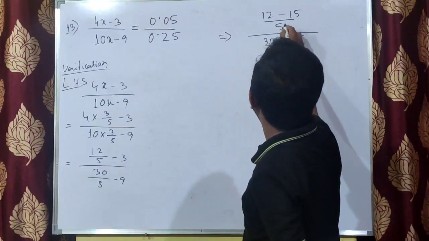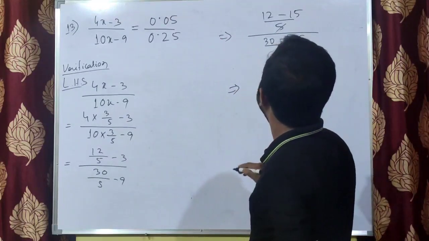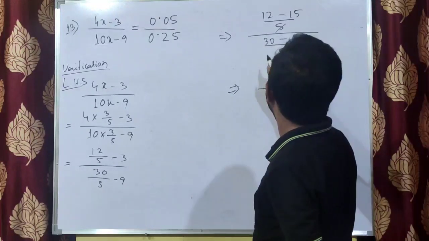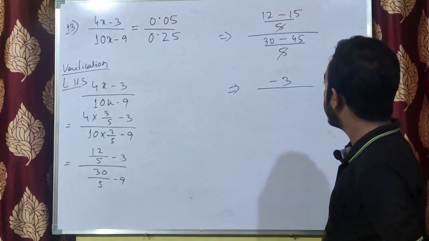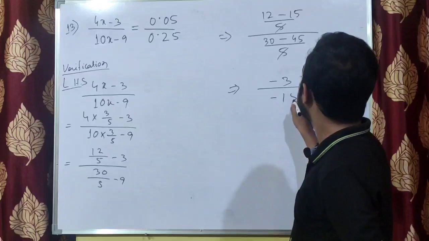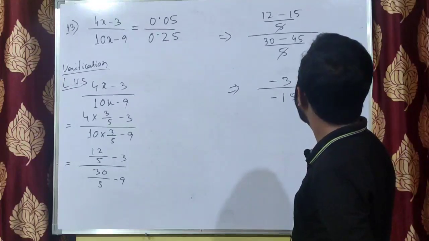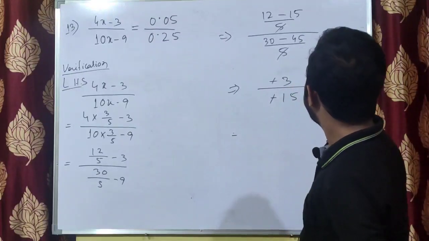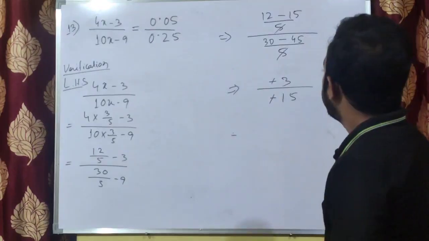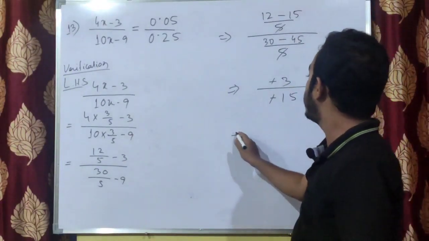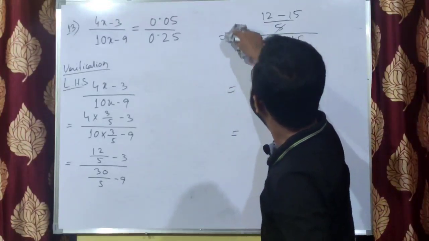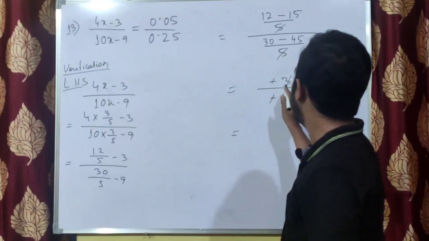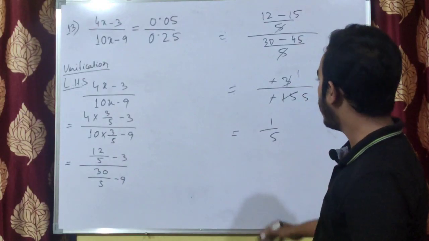Look here, 5 and 5 cancel. So 12 minus 15 is minus 3. And 30 minus 45 is minus 15. Right? So minus and minus cancel. Now look, 3 times 1 is 3, 3 times 5 is 15. It will be 1 by 5. So our LHS is 1 by 5.